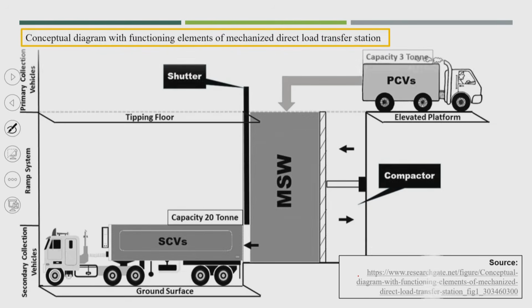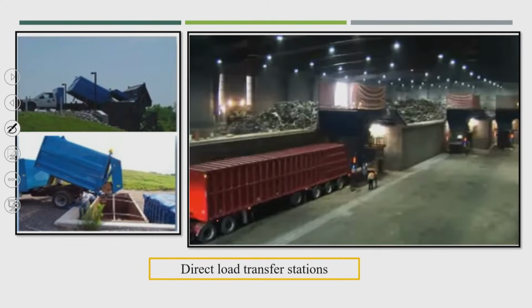This is one more simple photograph. Here a vehicle with 3 tons capacity unloads the MSW into the compaction facility, and another vehicle has a large container which can take 20 tons of waste in one trip. You can see this is a very simple facility, waste is getting hauled, and the bigger container is here.